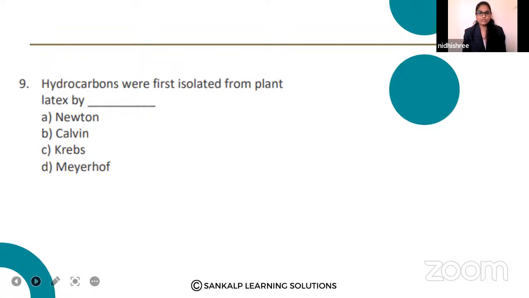Hydrocarbons were first isolated from a plant latex by which scientist? Hydrocarbons, we know, are the compounds which contain carbon and hydrogen in a major portion. Right, so it was first isolated and then separated from plant latex. Which scientist is it? Option A, Newton. Option B, Kelvin. Option C, Krebs. Option D, Meyer.